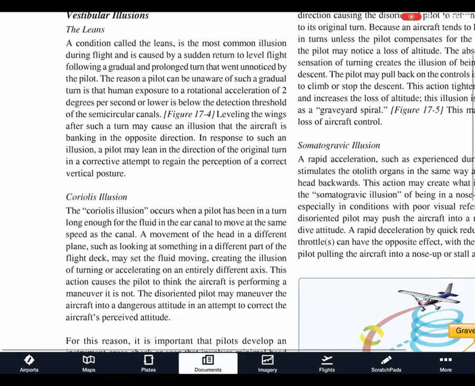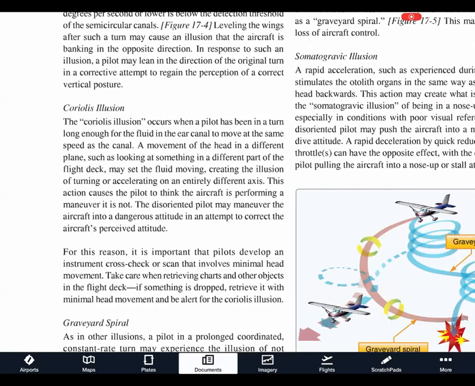The next illusion is the Coriolis illusion listed off here. This is a situation where you're in that same prolonged turn, and a movement of the head in that prolonged turn, after the fluid in the inner ear canal has begun to move at the same speed as the canal, leads to moving that fluid in a different axis. So you have a load induced on the head. This oftentimes, by the way, happens especially in higher G load type turns. What ends up occurring is you get a sensation of a turn or an acceleration in an entirely different axis.